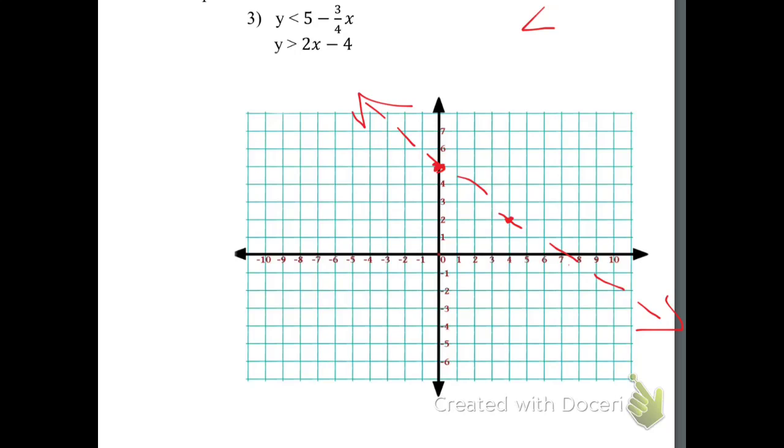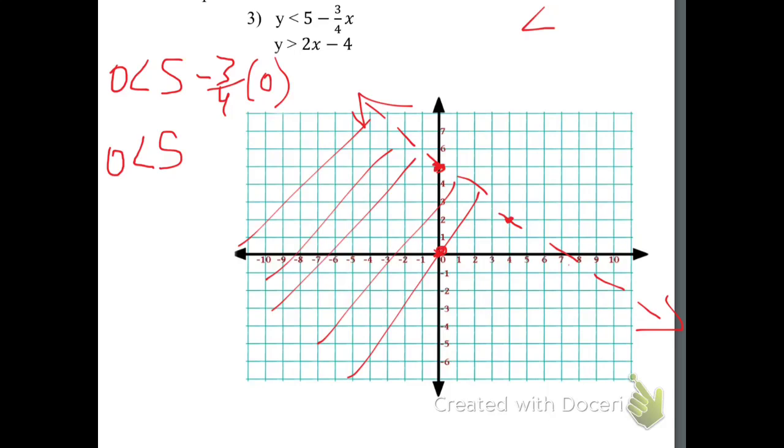We need to decide which side gets shaded. So take a point like 0, 0, plug it in to your equation. Y is 0. 3/4 times 0, because x is also 0 at the point 0, 0, is 0. Is 0 less than 5? Because 3 times 0 here, that's just 0. So you really have 5 minus 0, so that's 5. Is 0 less than 5? Yes, it is. So you're going to shade this direction. This direction gets all your beautiful shading.